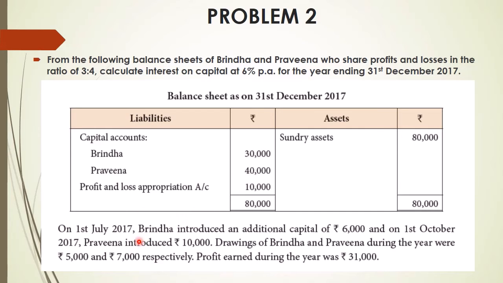Okay, let's see the extra details which are given. On 1st July, Brinda introduced an additional capital of 6,000. And on 1st October, Praveena introduced 10,000. Then drawings. Drawings of Brinda and Praveena during the year were 5,000 and 7,000 respectively. Profit earned during the year was 31,000.